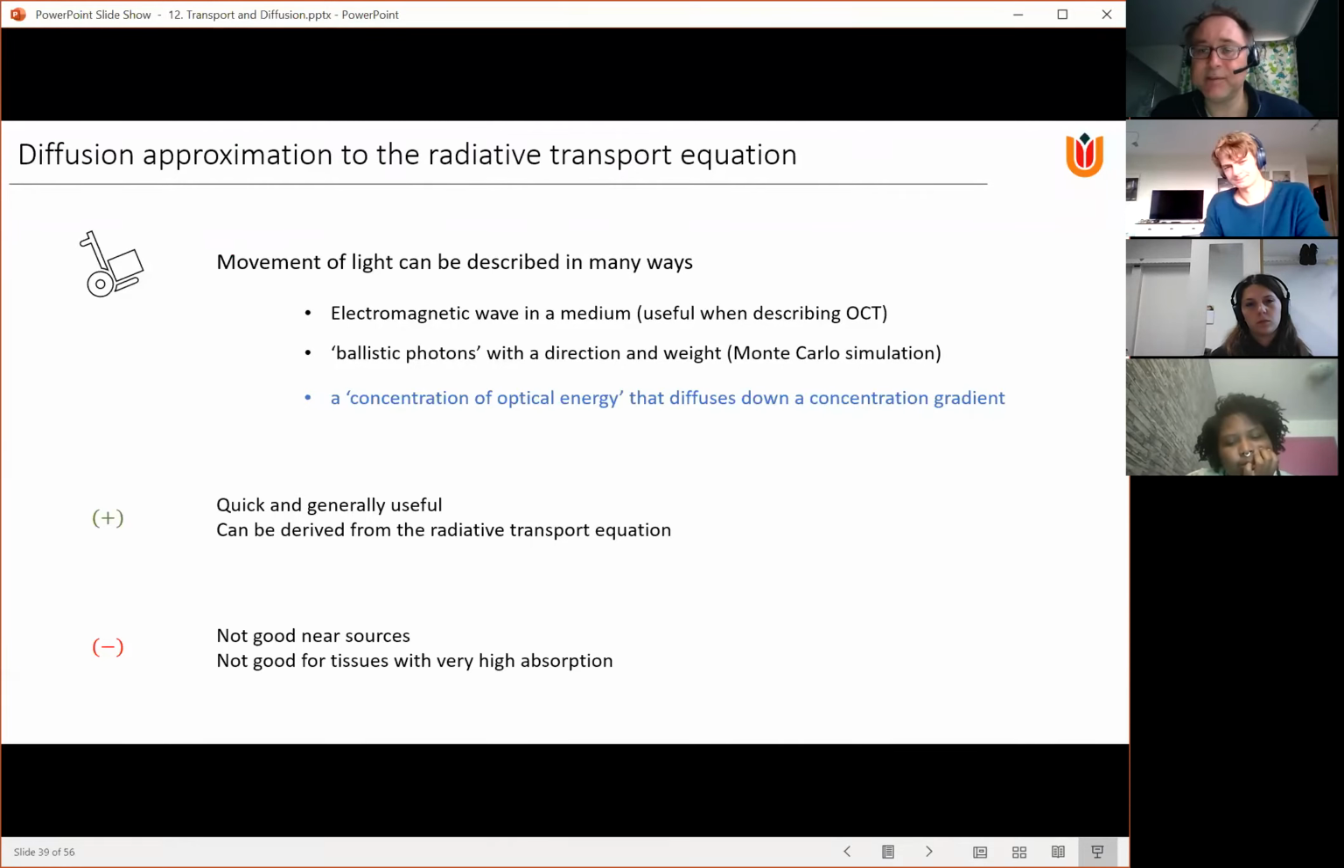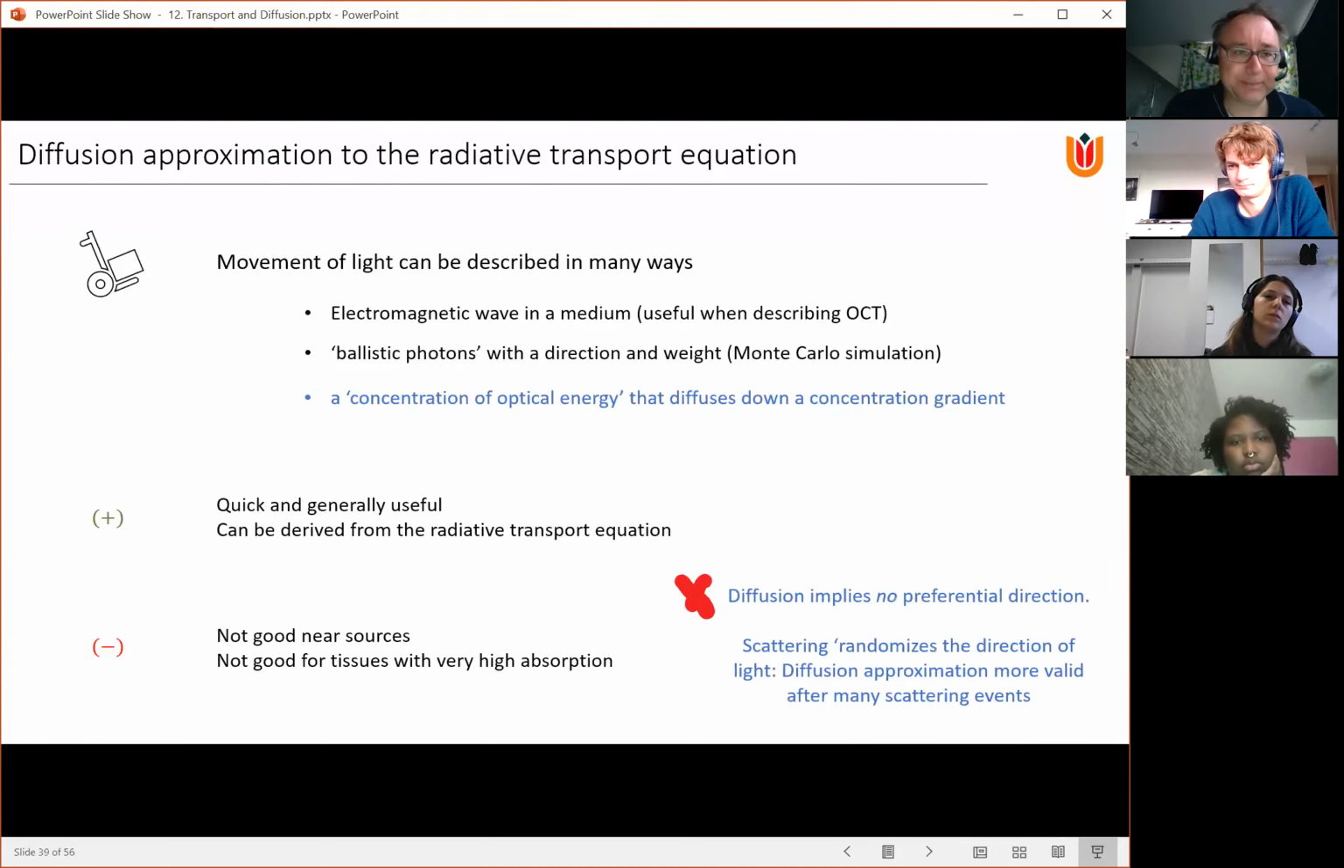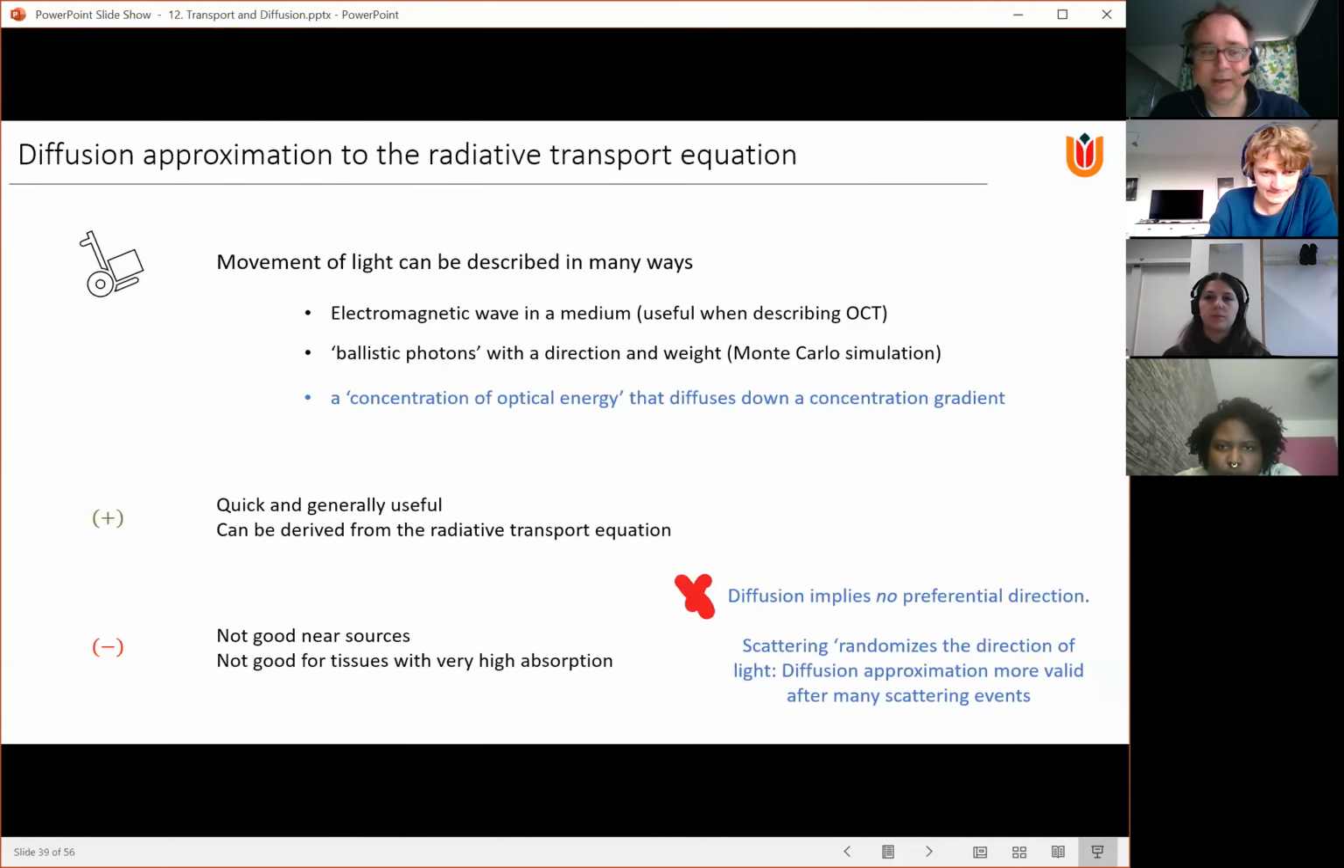But as the name approximation implies, there are also some limits. It's not good if you're near a light source, and it's also not so good for tissues that have really high absorption, let's say blood, for example. Since it's a diffusion process, it also implies that there is no real preferential direction for the photon. Think diffusion, think Brownian motion. There is no real preferential direction for the movement, unless there is some kind of gradient. In that case, the movement is down the gradient in order to get that equilibrium back again.